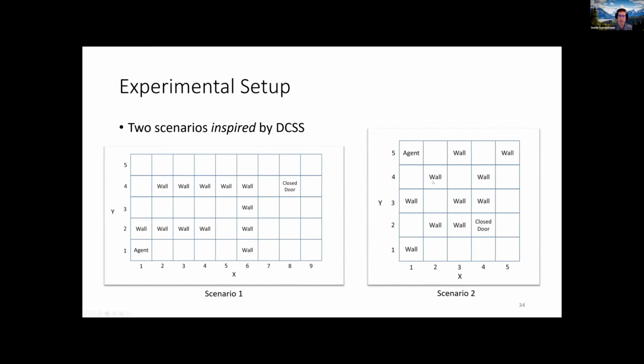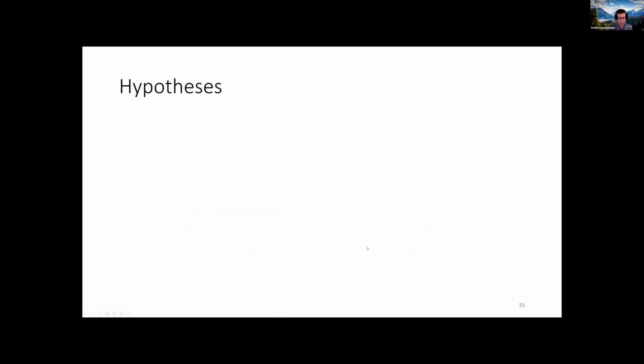Over here, it's a little bit less of a maze-like structure. The agent has 2 choices to begin with. There is a closed door here, and there are some walls scattered throughout. Also, scenario 2 is a bit smaller in terms of the number of tiles.